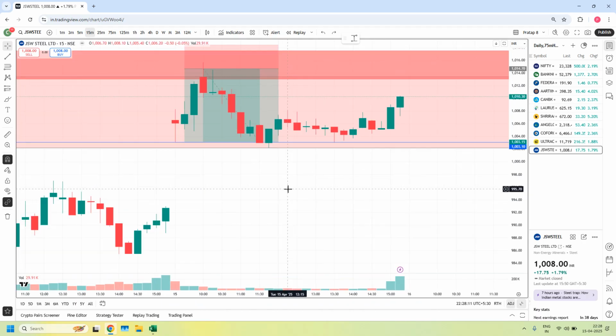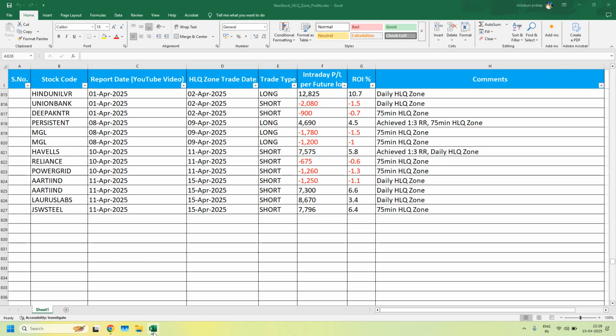So how much profit has JSW Steel given? JSW Steel has given a profit of 7,796 rupees, which is 6.4% ROI as per one futures margin cost. So this is about JSW Steel.